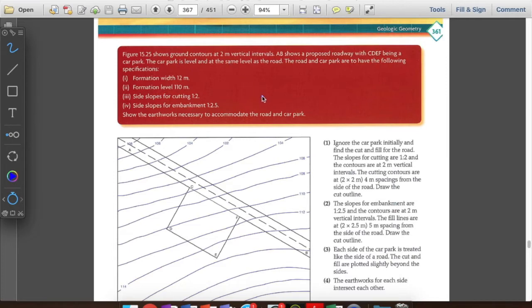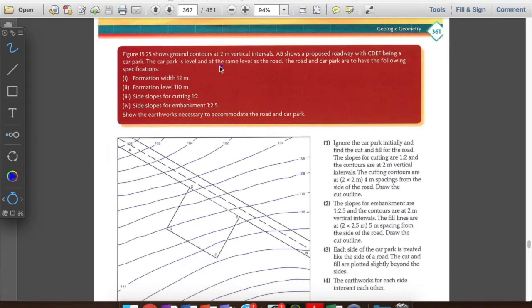Okay, girls, so we are going to look at page 361, the car park question with the road. What we have with the road when there's a car park involved is we basically have two different pieces. So we have the road part and we have the car park part. Okay, and we're going to deal with those separately when we're looking at any of these questions.